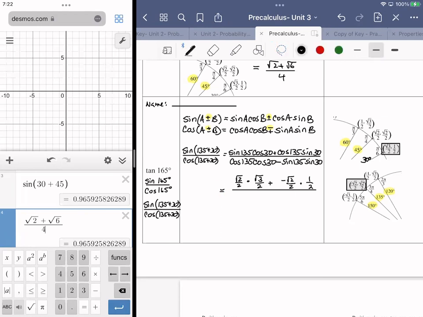The bottom, cosine 135 is the x value at 135 degrees, negative radical 2/2. Cosine of 30 is the x value at 30 degrees, radical 3/2. Sine of 135, the y value at 135 degrees, which is radical 2/2. And sine of 30 is the y value at 30 degrees, which is 1/2.